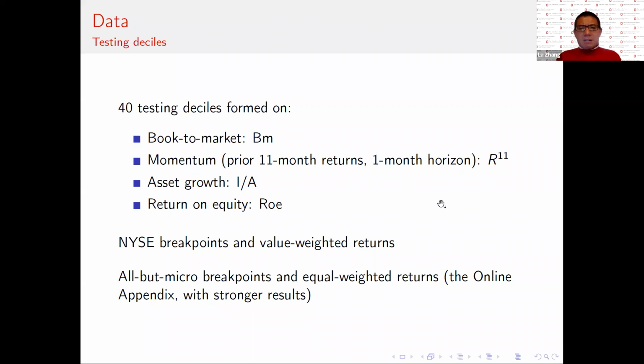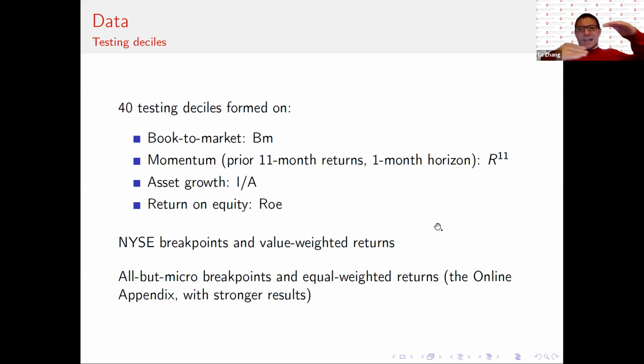return on equity. So now, after replicating anomalies, we're going to stick with NYSE breakpoints and value-weighted returns. In the internet appendix, we report all-but-micro breakpoints and equal-weighted returns. All-but-micro means that we get rid of all the microcaps, those below the 20th percentile of NYSE breakpoints market equity. We use the remaining stocks to form decile breakpoints, and then take equal-weighted returns. The results in general are quite a bit stronger than the value-weighted results.